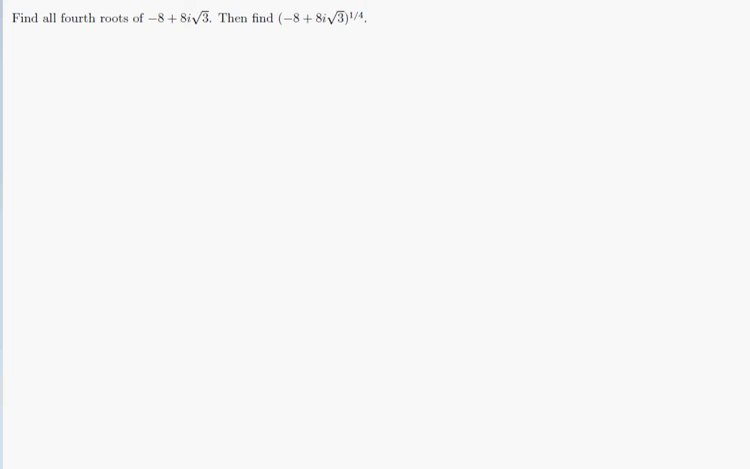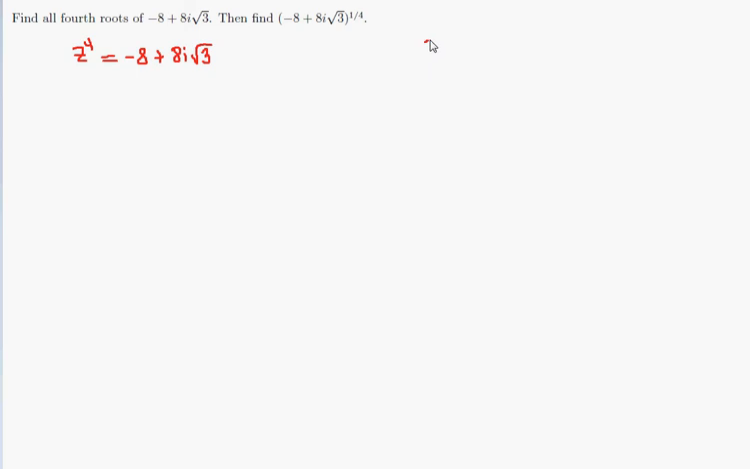Let's find all of the fifth roots of negative 8 plus 8i square root of 3, and then we'll use this work to get the definition of (negative 8 plus 8i square root of 3) to the 1/4. So this is an important distinction in terms. When we solve the first equation, we're solving for z to the fourth is equal to negative 8 plus 8i square root of 3. And of course, this must have four solutions. One of these four solutions will be the answer to the second part of the problem.